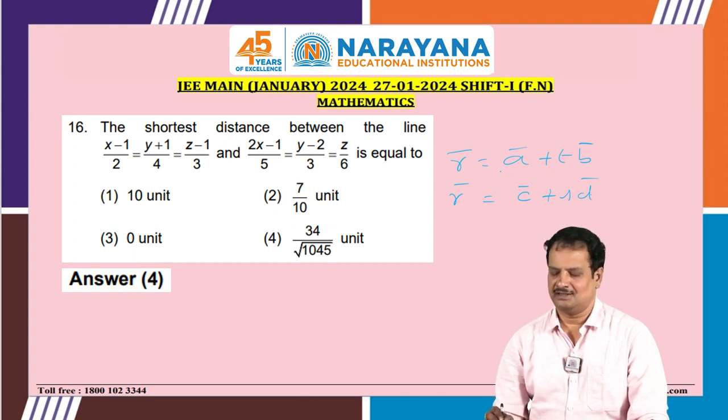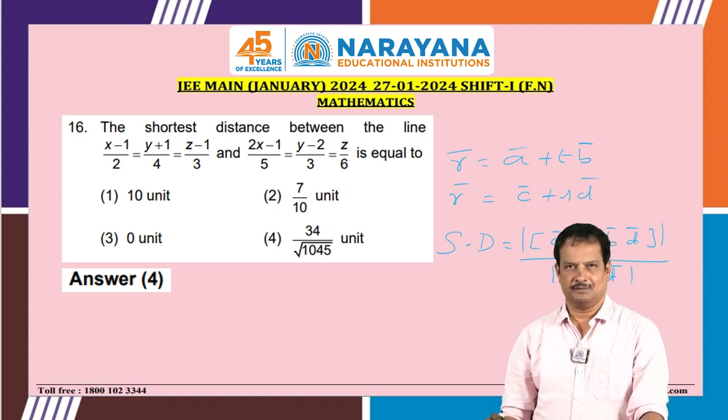What does this a bar mean? It is the position vector of a point through which the line is passing. b bar is a vector parallel to that line. Same way, the second one is passing through the point with position vector c bar and parallel to d bar. Then the shortest distance between the skew lines is nothing but the modulus of the box product [a bar minus c bar, b bar, d bar] divided by the modulus of b bar cross d bar. So straight away we can use this formula.